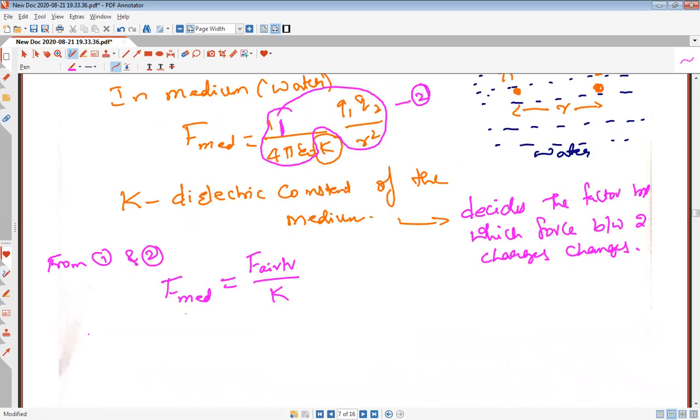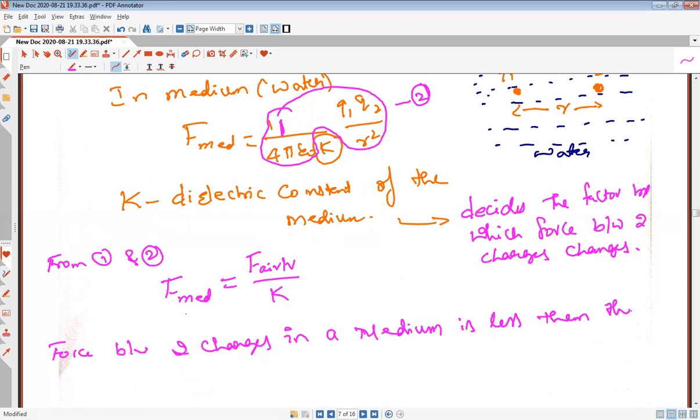So I can now write: force between two charges in a medium is less than that in vacuum. Correct? Force in medium is force in air or vacuum divided by k.